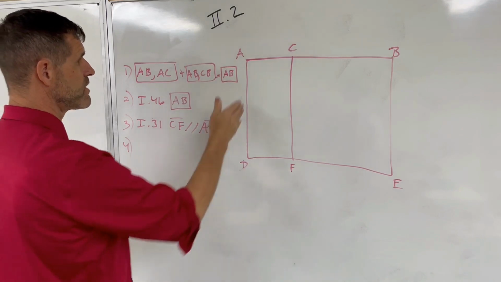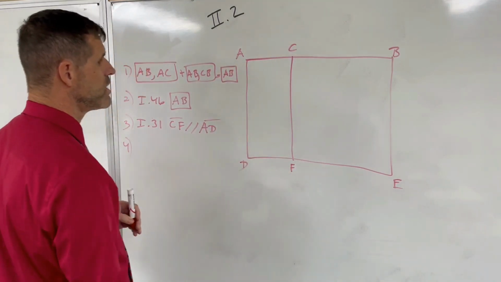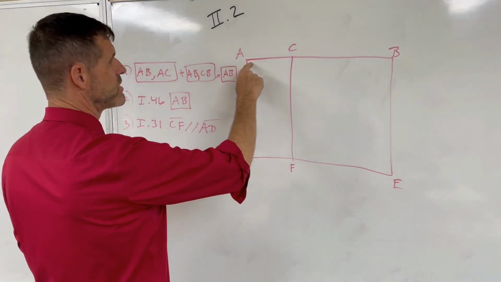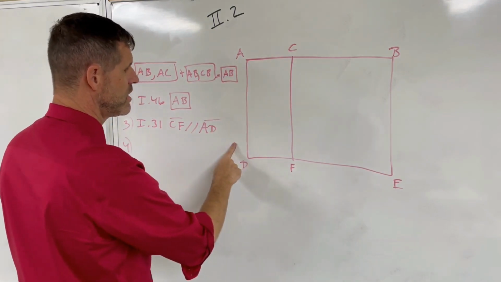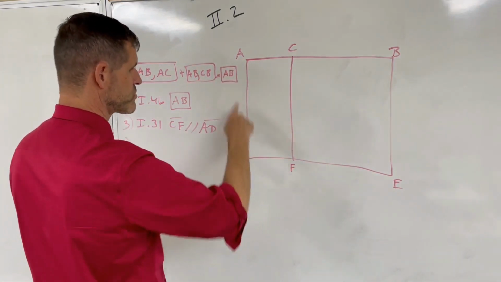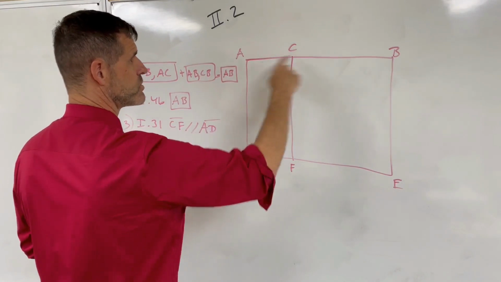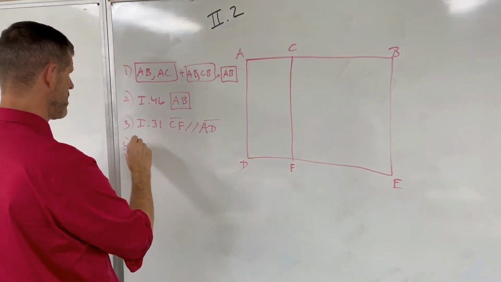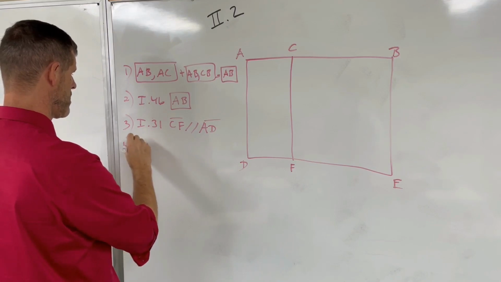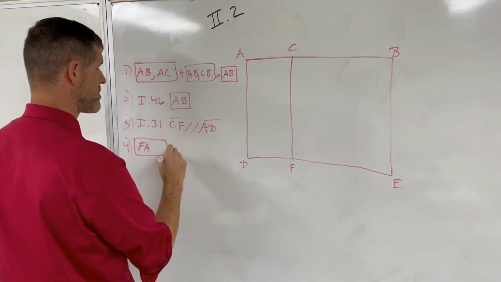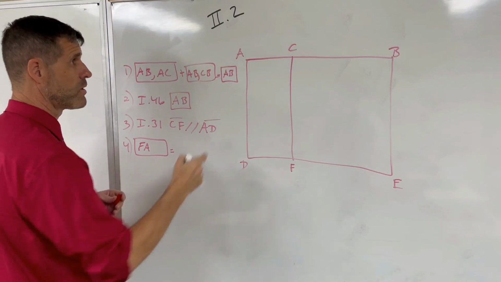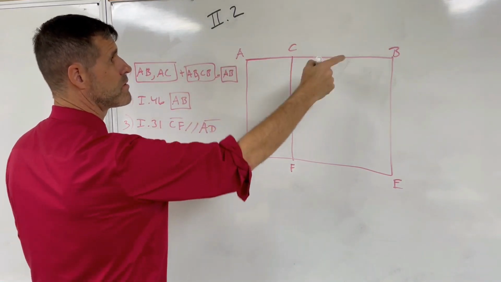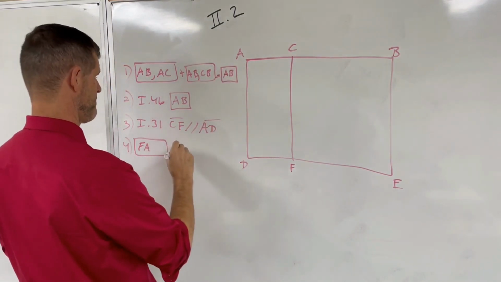Now, if we look at the figure AF, we can see that it's made of the lines AC and AD, but since the whole figure is a square, AD is going to be equal to AB. So the rectangle, or the figure, FA, is actually the rectangle AC and AB.